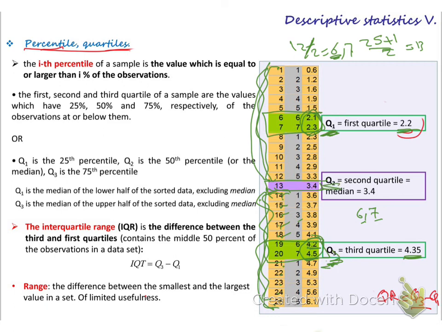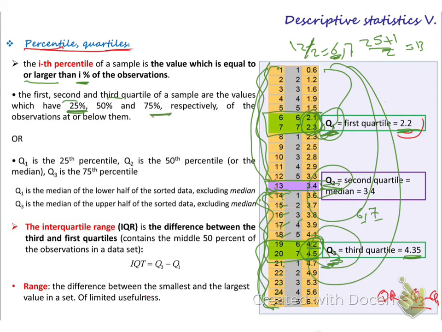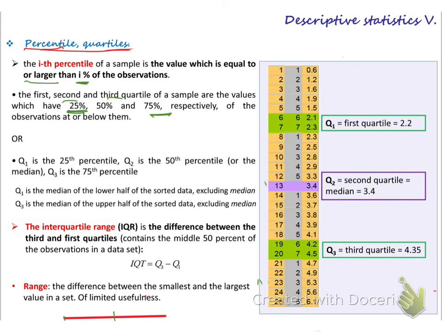So coming back here, the ith quartile of a sample is the value which is larger than i percent of the observations. The first, second, and third quartiles of the sample are the values at 25%. So the first quartile, 25%. The second quartile, 50%. The third quartile will be 75% of the sample. So how to get them? We said that we take the sample, okay, and divide it into two. So this is the median or second quartile, and divide the first half into two also. So this will be the first quartile. The last half will be divided into two. It will be the third quartile, okay?